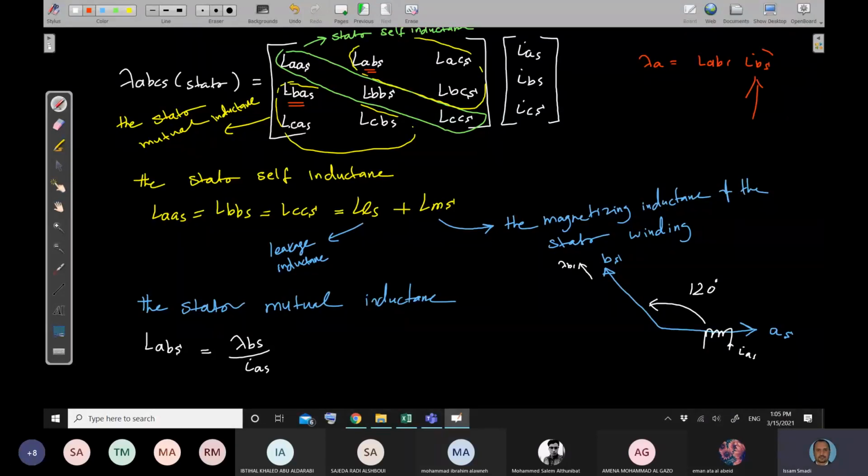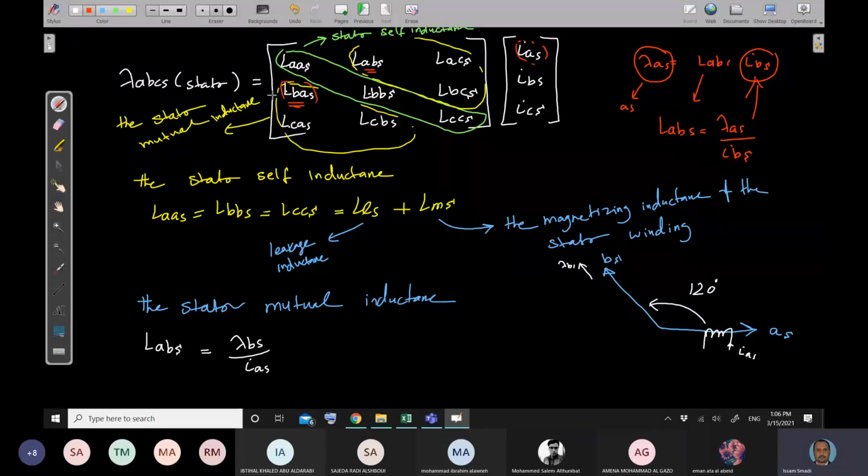I'm injecting current in the B coil and calculating the flux linkage in the AS. Then I can find the LABS, which will equal lambda AS over IBS. Because this one is also the same, if I need to calculate this one, I'm doing the superposition, which means that I'm killing all the current except the one that I'm calculating, which is due to this one.